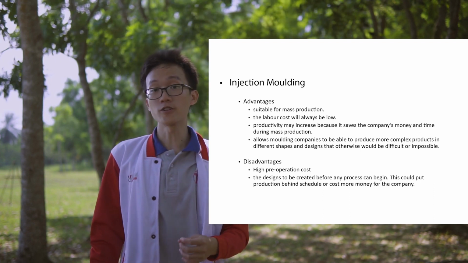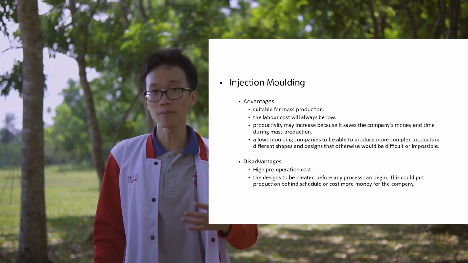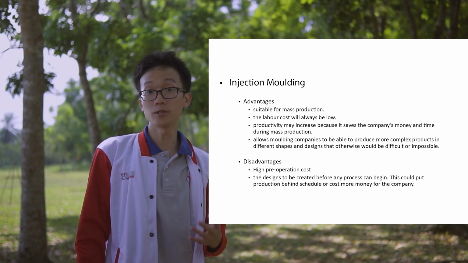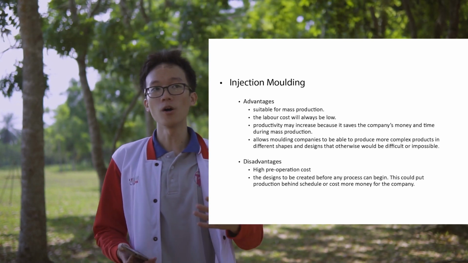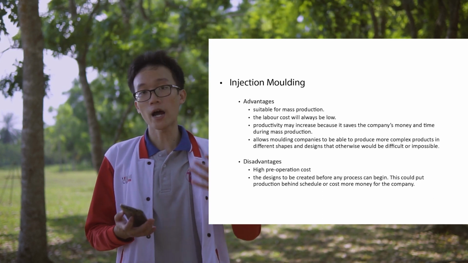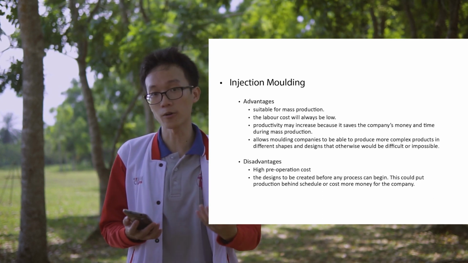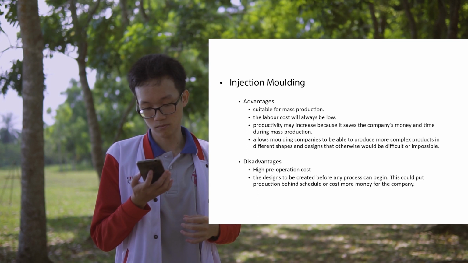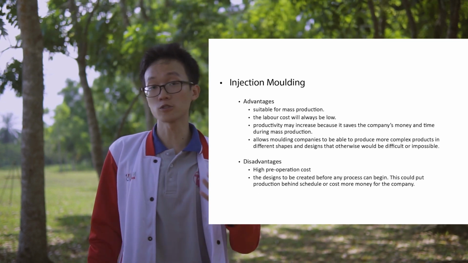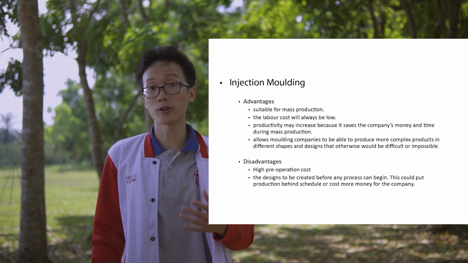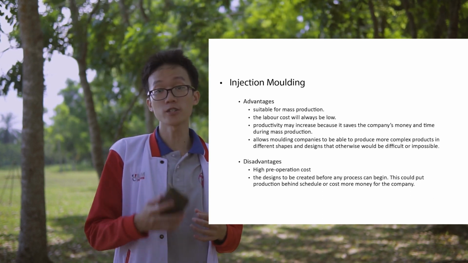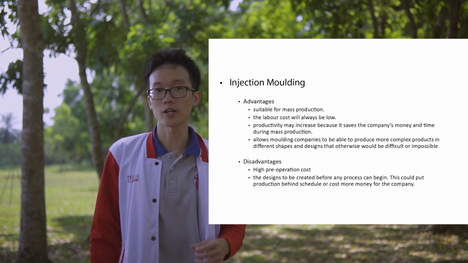The only downside for injection molding is its high pre-operation cost. The machine itself can cost a lot, and it will make it harder for the company to produce the product. The designs also need to be created before the process begins. This could put the production behind schedule and usually costs more money to make the production.